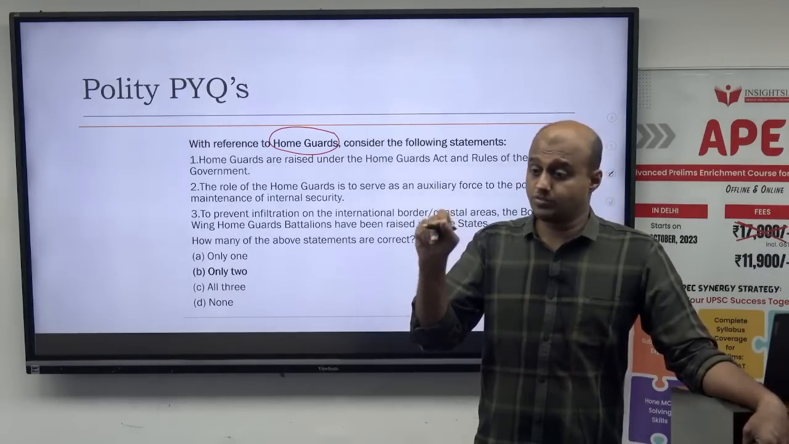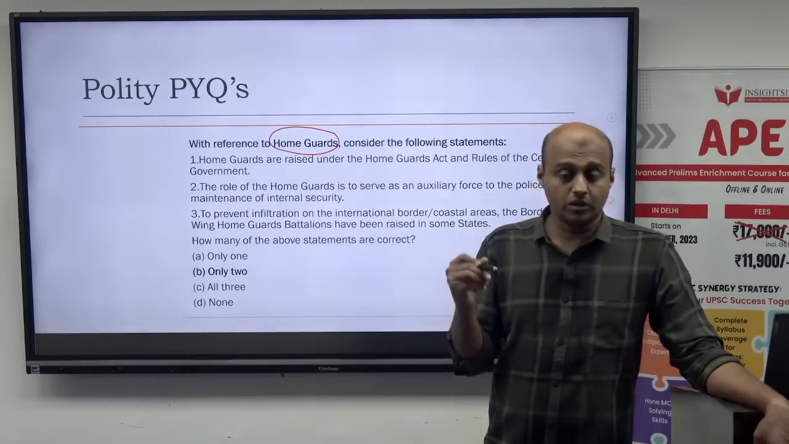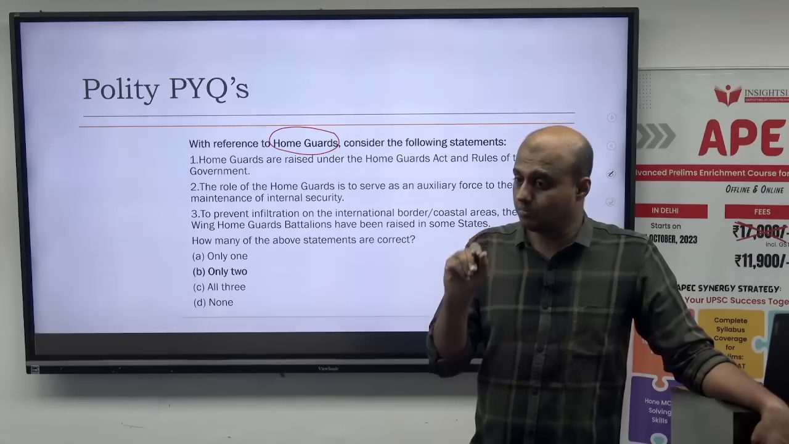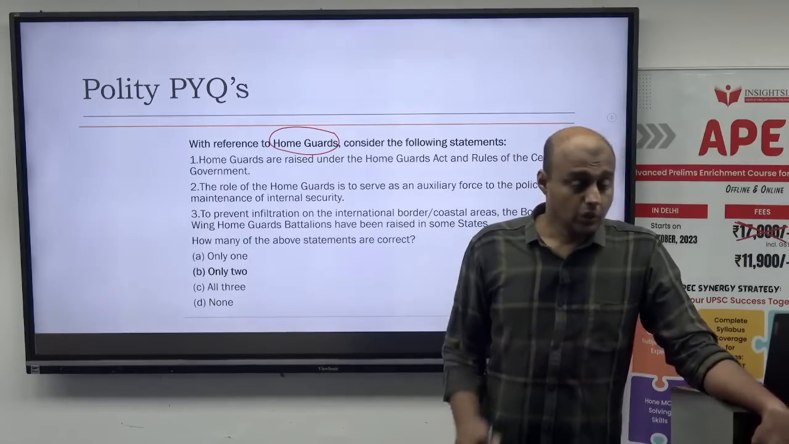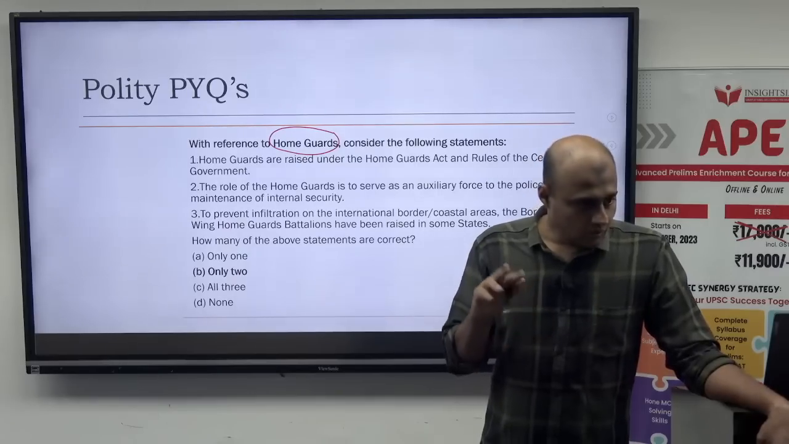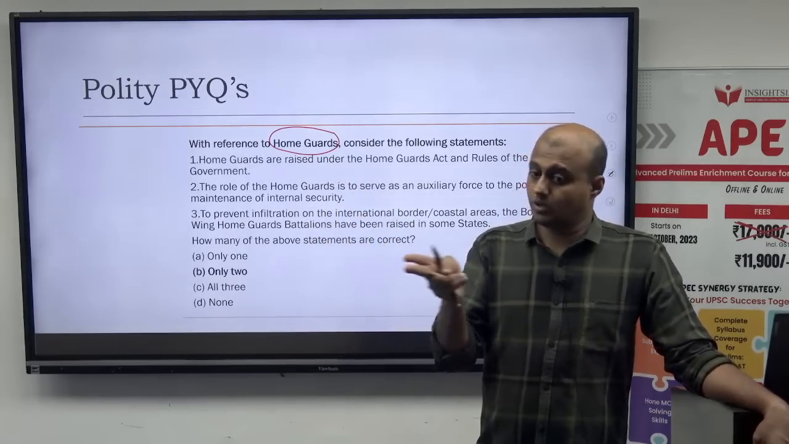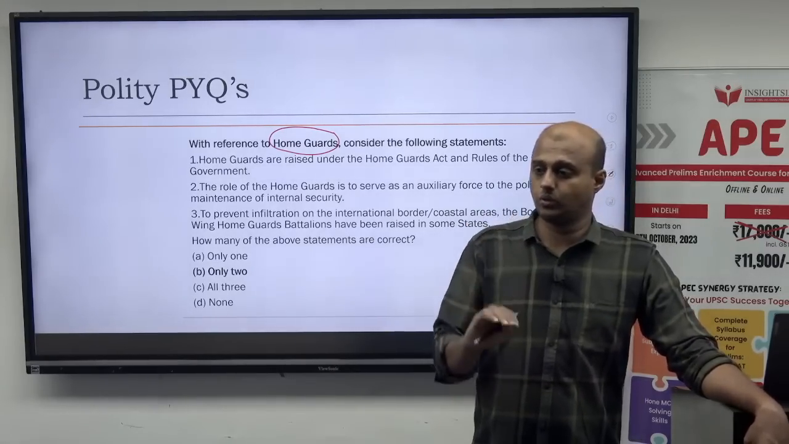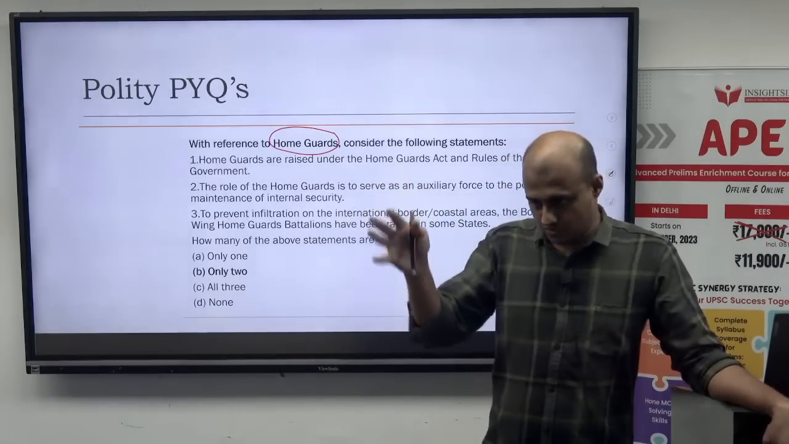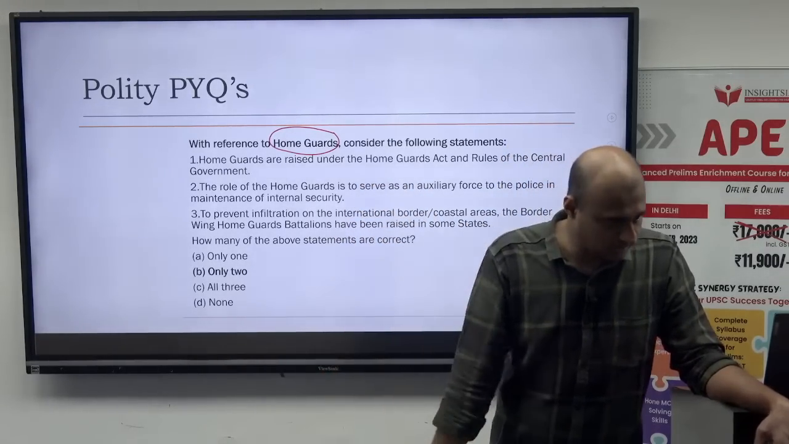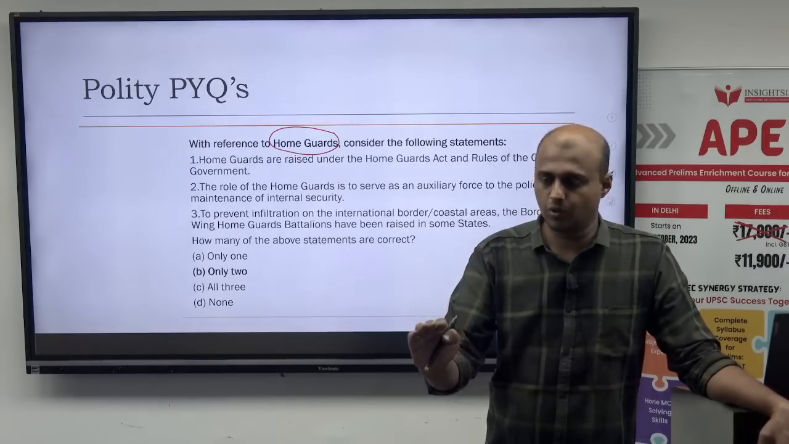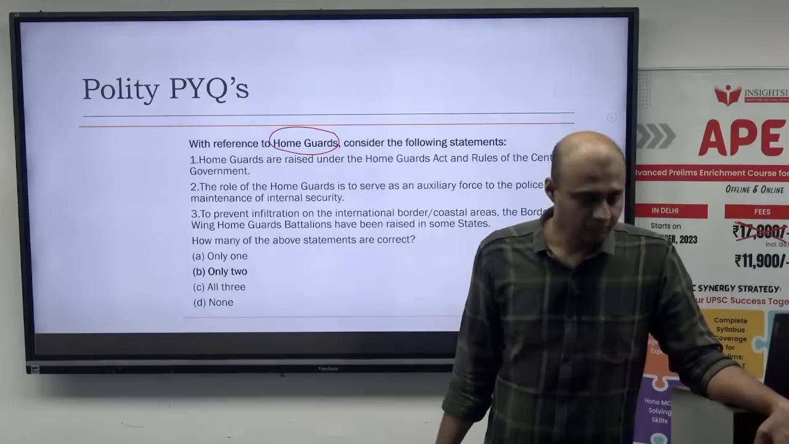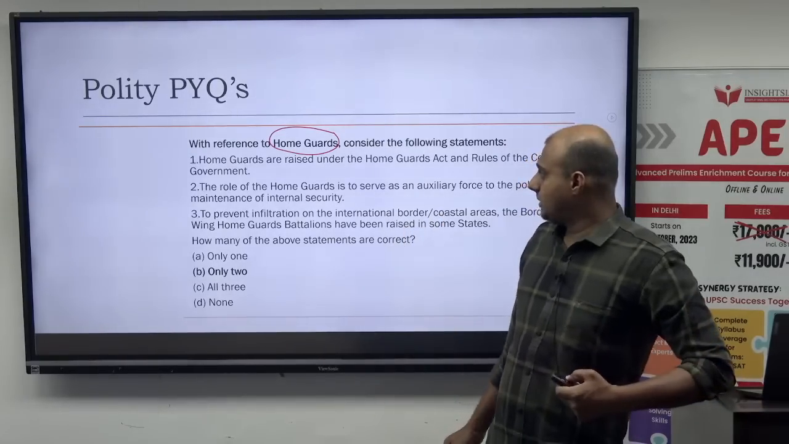What are the different types of CAPF? They keep referring to the term paramilitary force. What do you mean by these paramilitary forces? Which ministry do they work under? What is the difference between the normal army and these paramilitary forces? You need to go and search and make that difference clear. Of course, every subject faculty will take care of that when we cover it, but you have to put in that little more effort. So that is the observation you have to take.